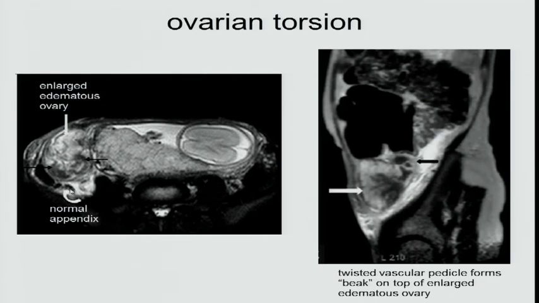Here we see the appendix and the cecum that's kind of smashed. And then when we look at the sagittal, the sagittals I find really helpful in pregnant women. It must be because of the way things move around, but you tend to see a lot of stuff on the sagittals that you have trouble appreciating in the other views. But you could see this twisted vascular pedicle sitting on top of that edematous ovary.